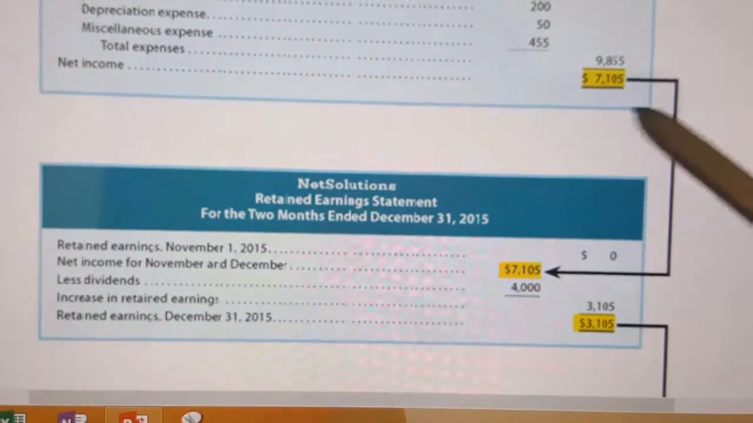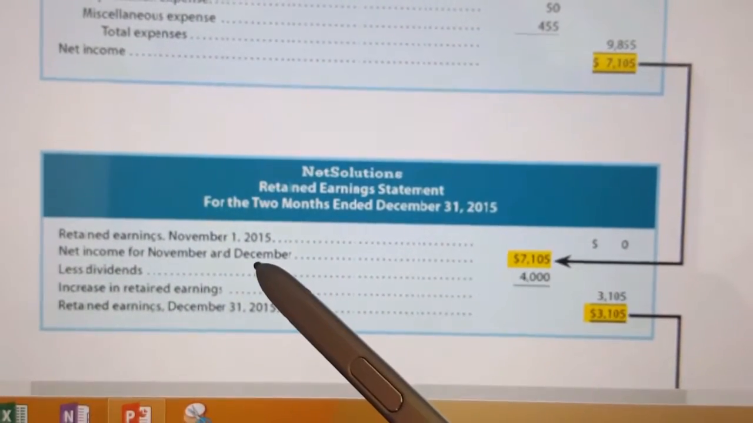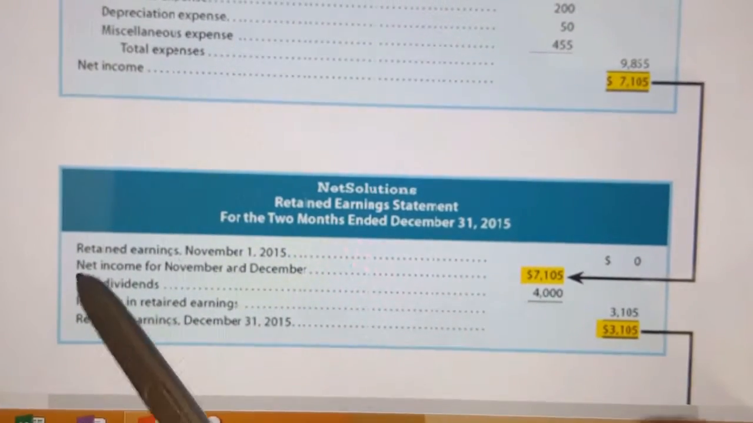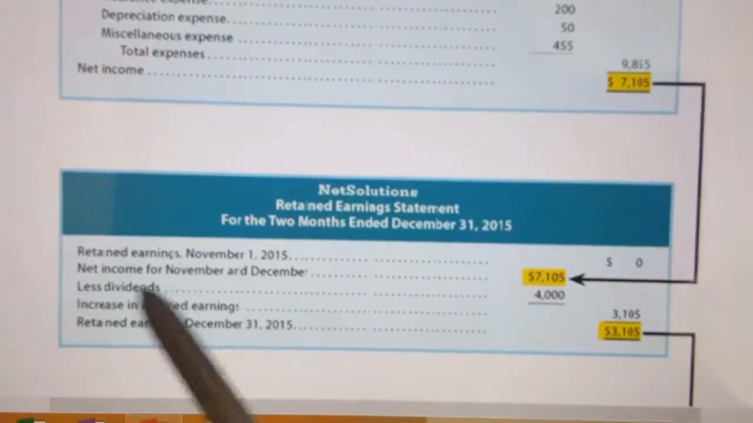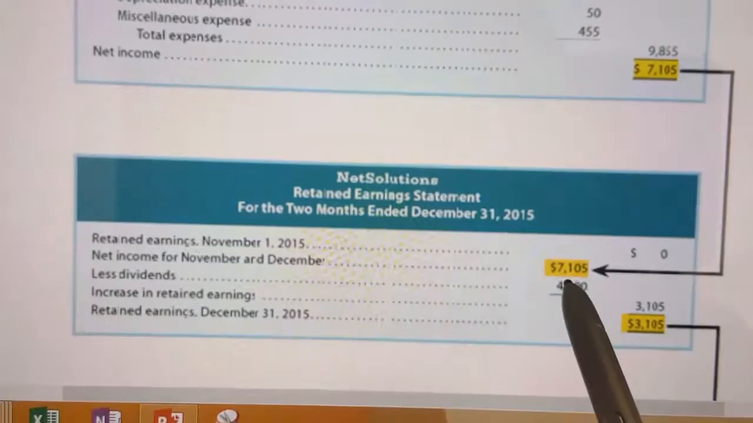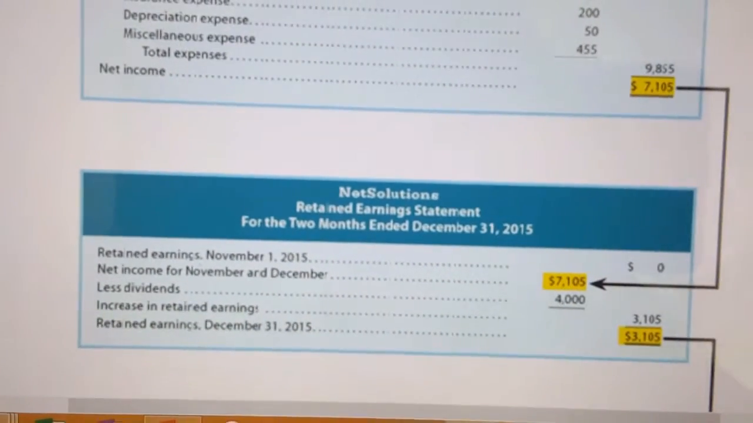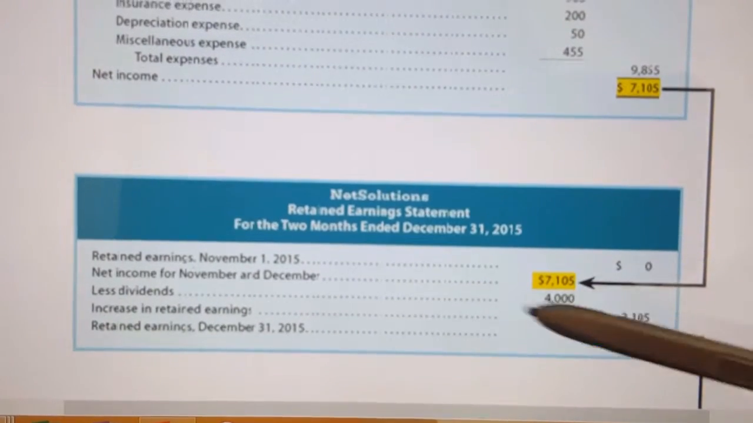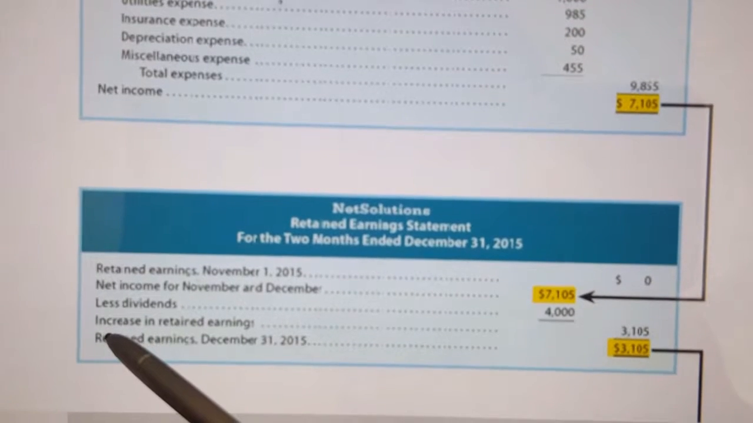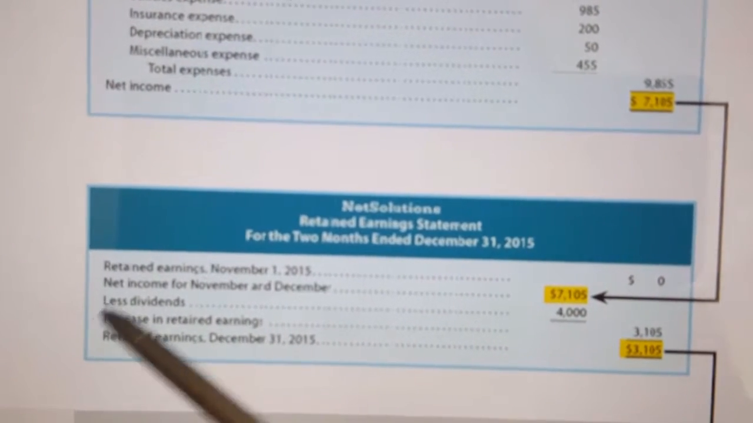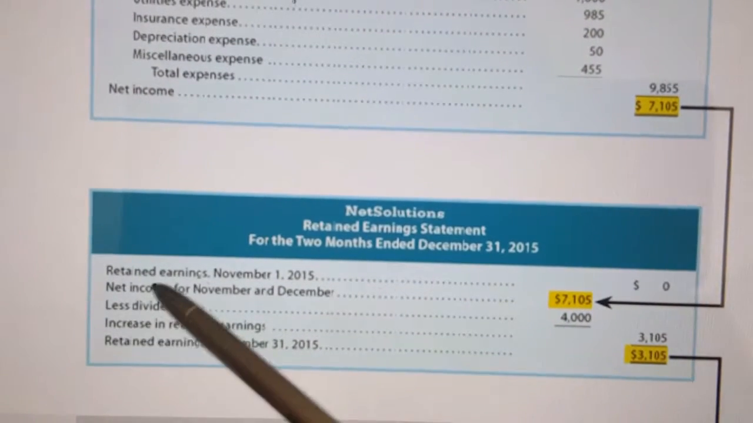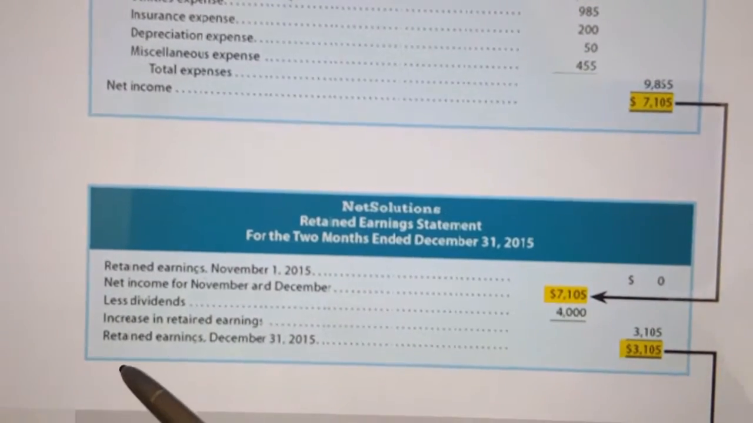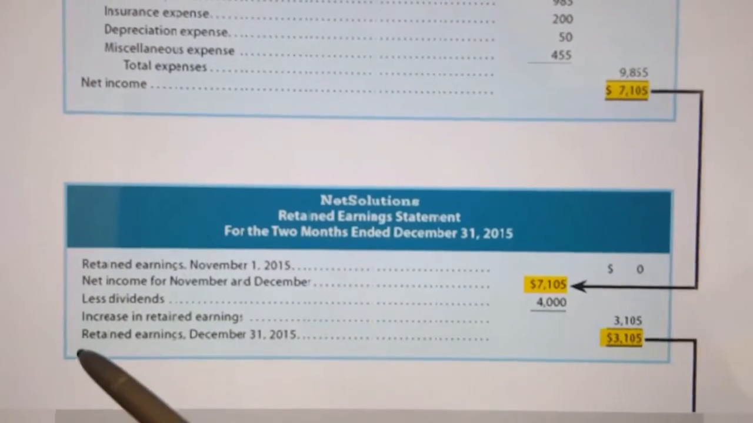Now you've got your net income, which is going to go down right here, and it's going to show you the net income for the period. You do not need to put for November and December. You can just put net income, okay? Less dividends, again, this number is coming from your adjusted trial balance, gives you an increase in retained earnings because your net income is greater than your dividends. If your dividends were greater than your net income, then this would read decrease in retained earnings, okay? Or if you had a net loss, you would say net loss plus dividends, which would also give you a decrease in retained earnings. You might want to pause me here so you can write that down or listen to it again.